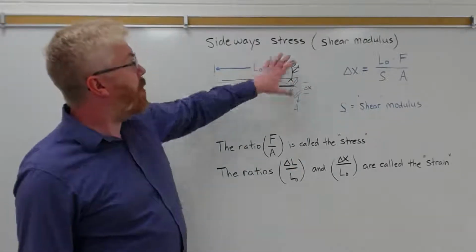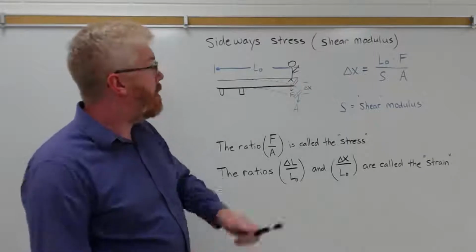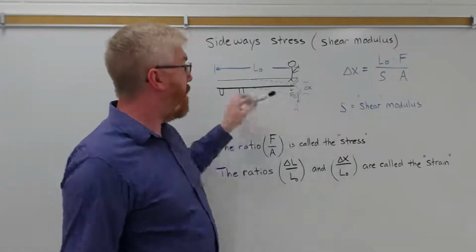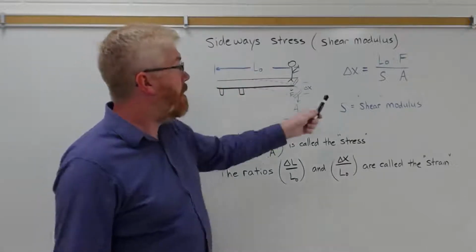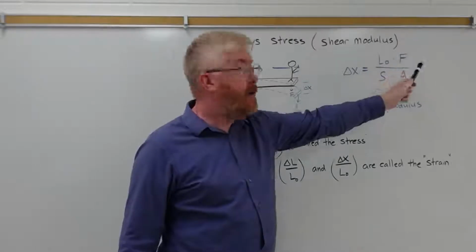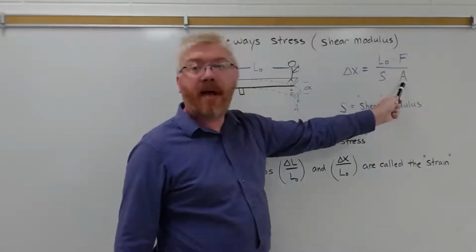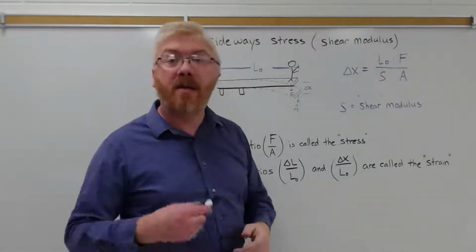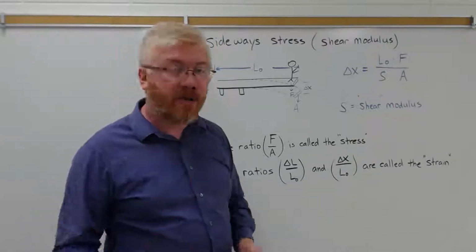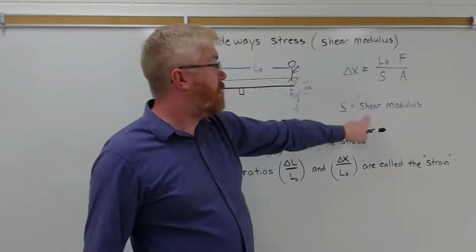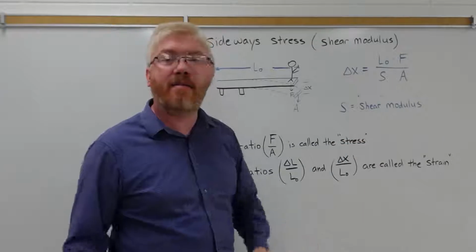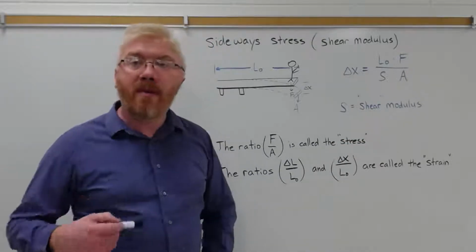So the equation for shear modulus is given here on the right. The amount of sideways motion compared to the length of the board depends on the length of the board, depends on the force applied, and is inversely proportional to the area, just like it was with Young's modulus. The only difference is we're not using Young's modulus here. We're using S, which is called the shear modulus. And again, this is dependent upon what the material is.